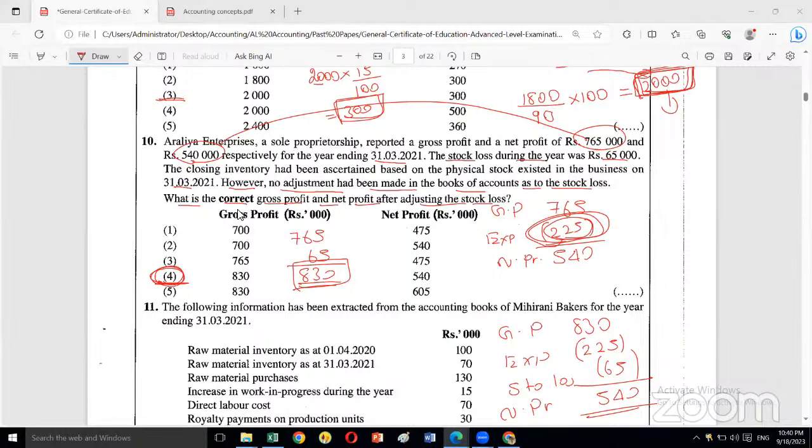Here in these questions, we have so many workings. Why are we adding 65? That is the thing I said. Stock loss we should minus from the purchase. If I minus something from the purchase, cost of sale will reduce. If the cost of sale is reducing, it means gross profit will increase. So in order to find the correct gross profit, I have added this 65.